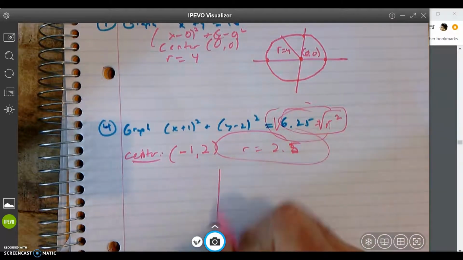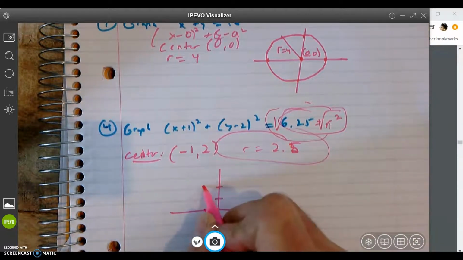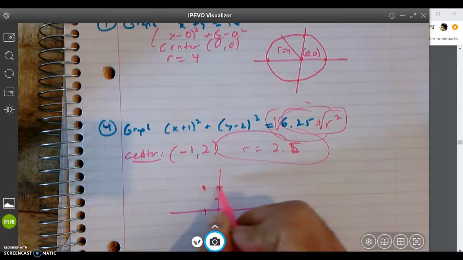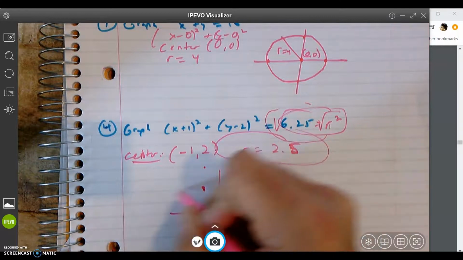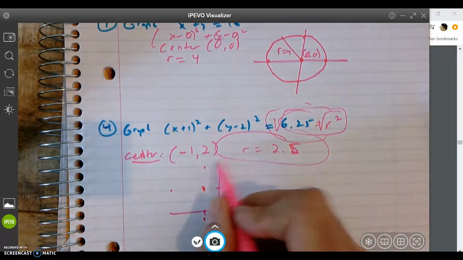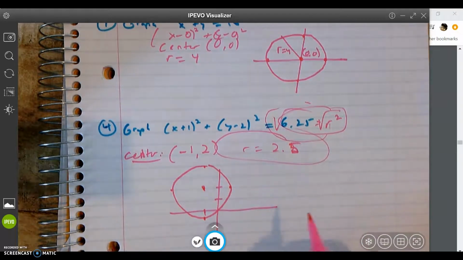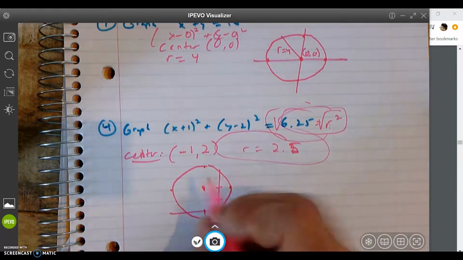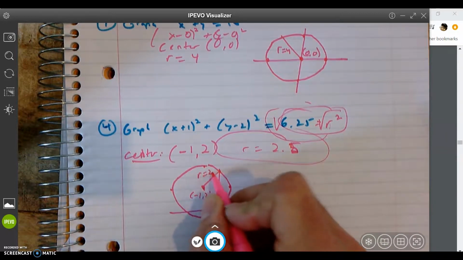So, graphy graph, no problemo. Negative 1, 2. So negative 1, 1, 2. There's your center. And then go 2.5. About 2.5. 1, 2.5. 1, 2.5. 1, 2.5. Connect the dots. La la la la. Bam. You can't draw a more perfect circle than that. That's the most perfect circle I ever seen. Center negative 1, 2, and the radius is 2.5.